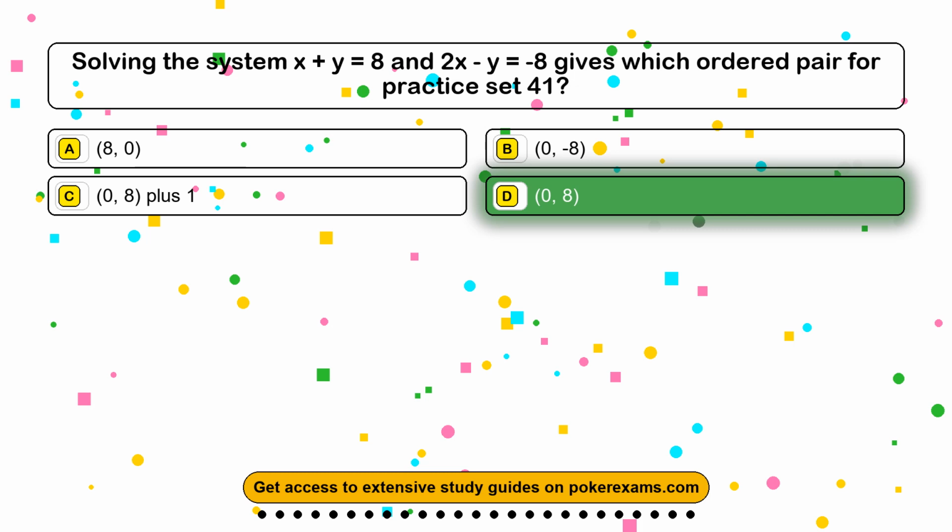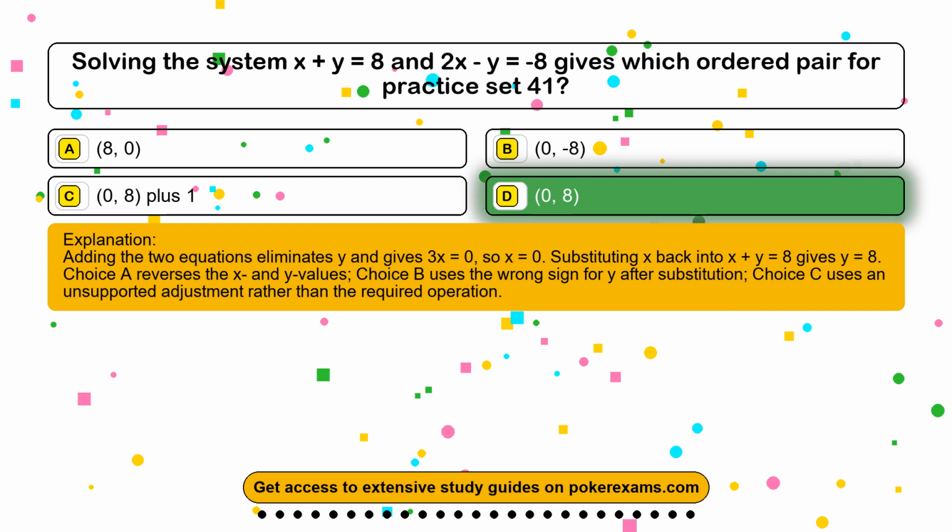The correct answer is option D, 0, 8. Adding the two equations eliminates y and gives 3x equals 0, so x equals 0. Substituting x back into x plus y equals 8 gives y equals 8. Choice A reverses the x and y values, choice B uses the wrong sign for y after substitution, choice C uses an unsupported adjustment rather than the required operation.